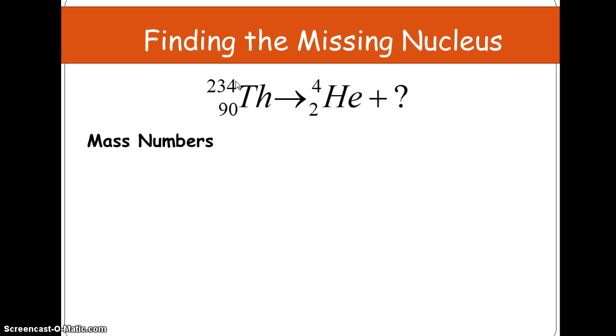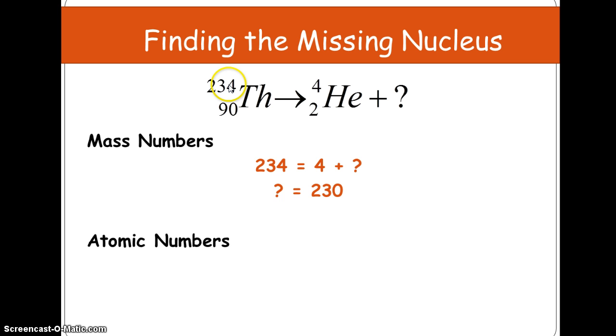For the mass numbers, we know that 234 is going to be equal to 4 plus whatever this mass number is. So we subtract 4 from this side, 4 from this side. We end up with this mass number being 230. 230 plus 4 equals 234.